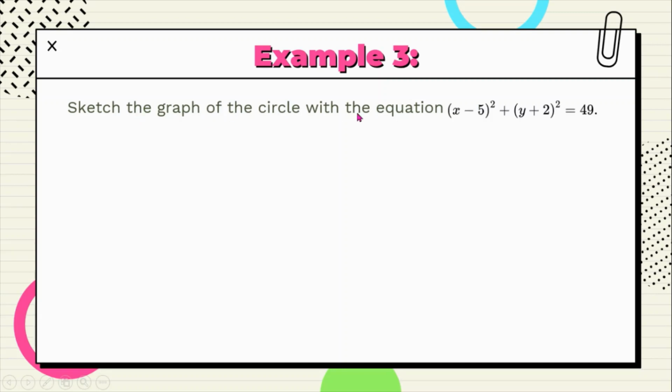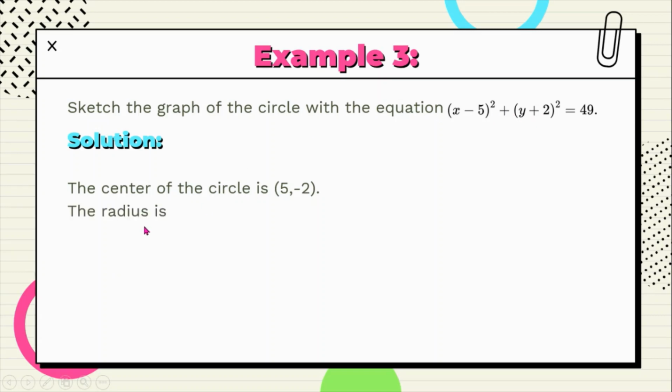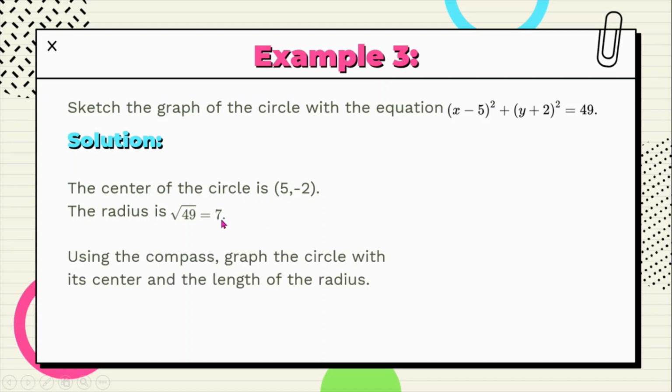For example number 3, sketch the graph of the circle with the equation (x minus 5) squared plus (y plus 2) squared is equal to 49. For the solution, we have the center of the circle is (5, negative 2). The radius is the square root of 49, which is 7.